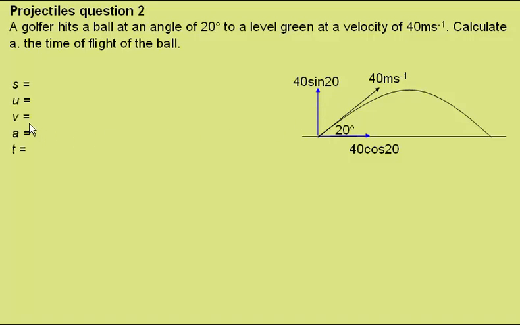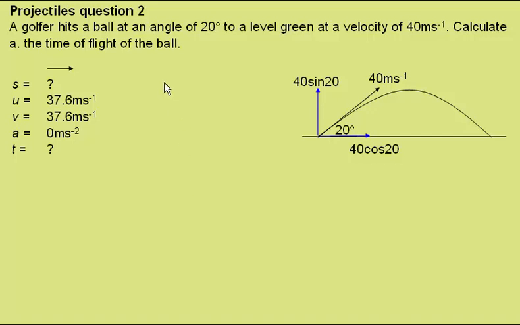We can now start to gather our data for suvat. Firstly, in the horizontal direction. The displacement we don't know. The initial horizontal velocity is what we've found here, 40 cos 20, and that comes out at 37.6 meters per second. There is no acceleration in the horizontal direction, so the final velocity will also be 37.6 meters per second. The acceleration is 0 meters per second squared, and the time we want to find.